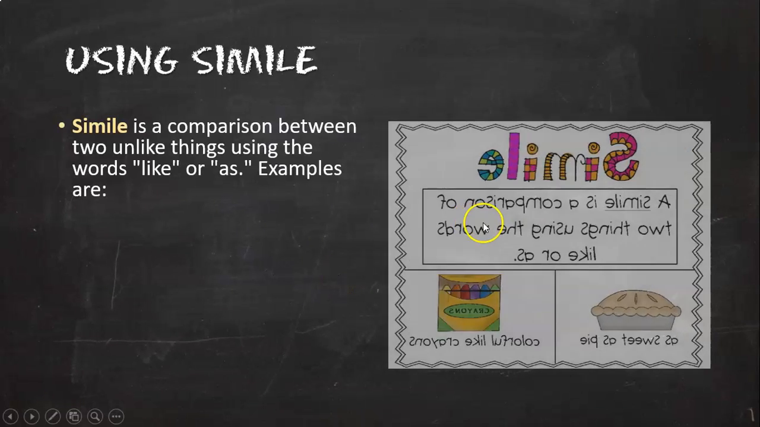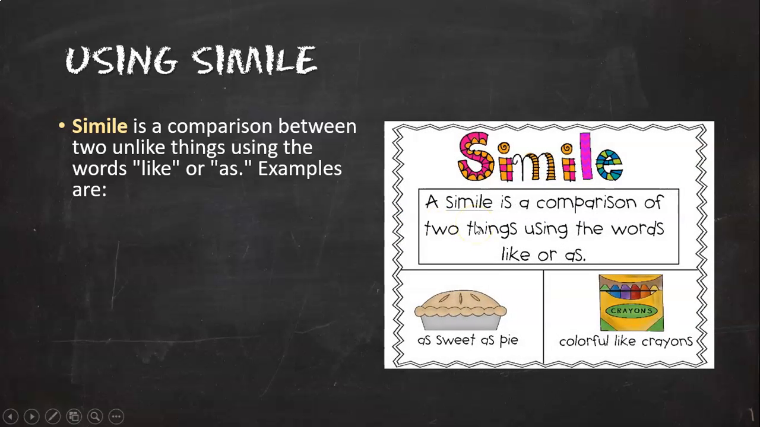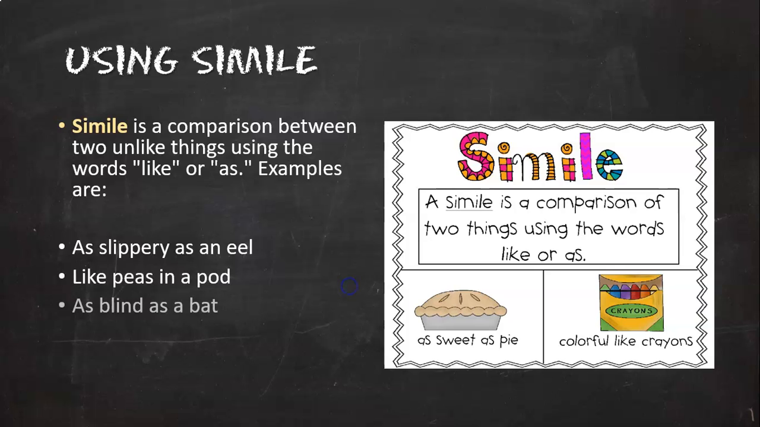Simile. Simile is a comparison between two unlike things using the words like or as. So if it uses the words like or as, it's a simile. All right? So you could say that Rachel was as sweet as pie, or that Peter was as colorful as crayons, or colorful like crayons. You could say someone was as slippery as an eel. You could say that two people hung together like peas in a pod.